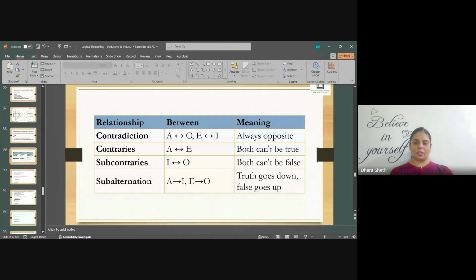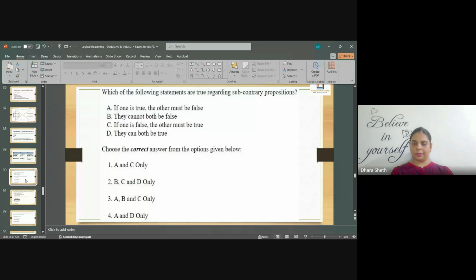Okay, so let's solve a few questions based on this. Which of the following statements are true regarding subcontrary propositions? If one is true, the other must be false. They cannot both be false. If one is false, the other must be true. They can both be true. Which of these are correct for subcontraries?